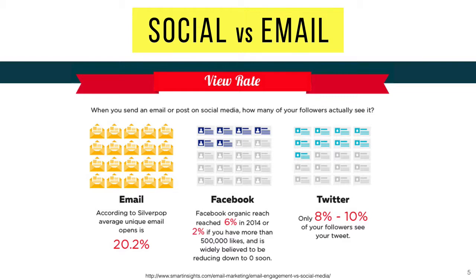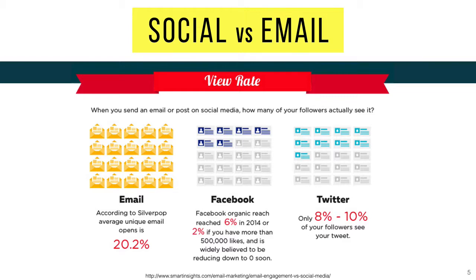I also want to pull up the statistics to show you social versus email in terms of direct response. So 2 statistics, view rate and click-through rate. So view rate is this slide here. This is just showing you comparing email to Facebook and Twitter, and this is viewing the content you show people. So on Twitter, about 8 to 10% of your followers will actually see your tweet. On Facebook, 6% will see your Facebook post through organic reach, or around 2% if you have more than 500,000 likes. So between 2 and 6%.